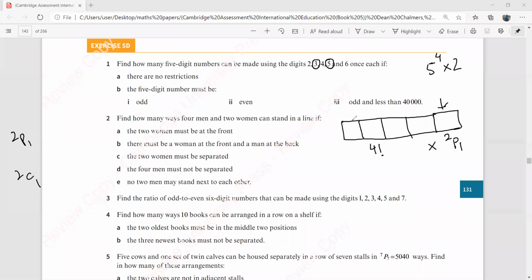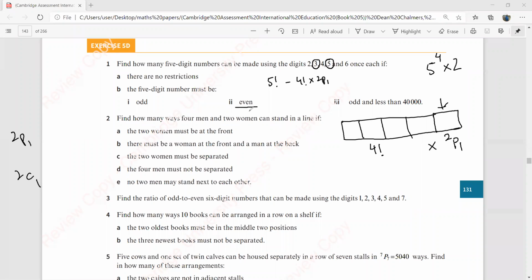Okay. Next is the 5-digit number must be even. The 5-digit number must be even. So one way is simply, you see this was 5 factorial in total and these are the odd numbers available to you. This is 2p1. So if you subtract the odd numbers from the total numbers, you will be left with the even numbers.